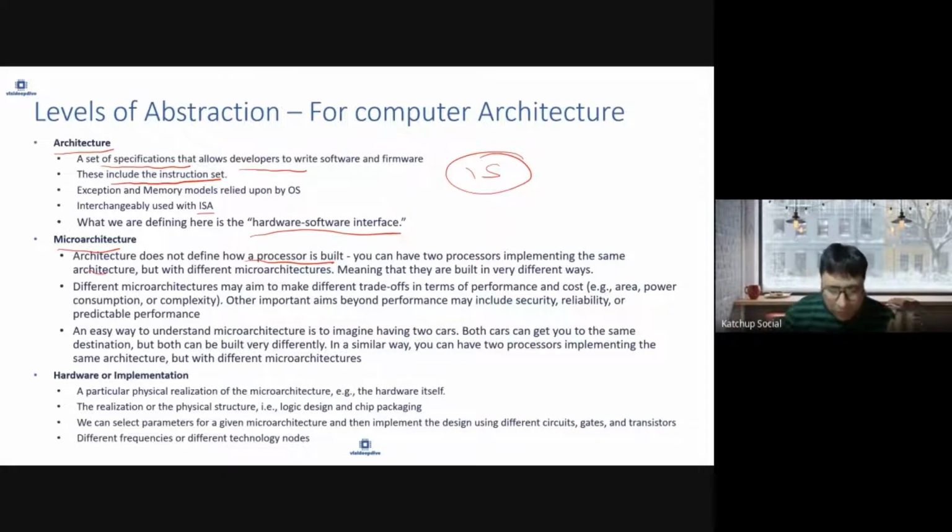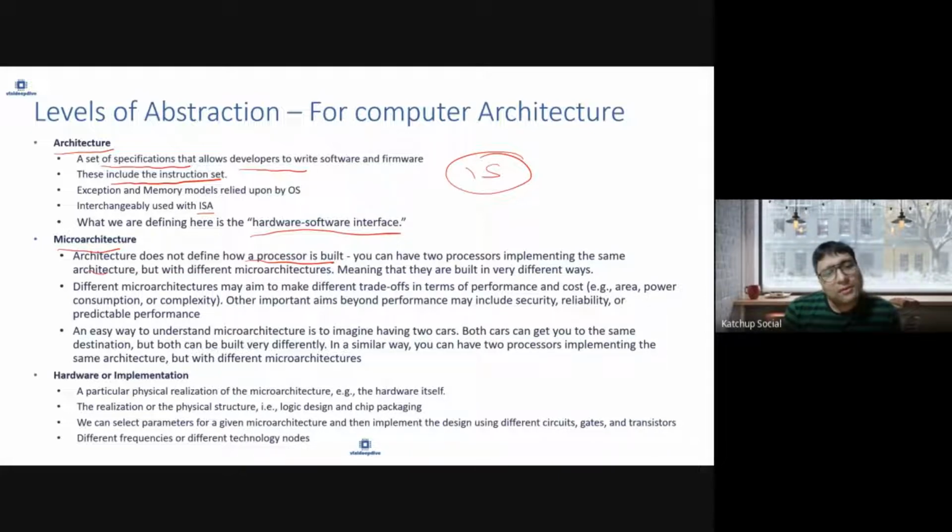One way to look at this: imagine that architecture is like having two cars. Both cars take you from place A to place B. Both work the same way: you have a clutch and a gear if it's a stick shift, and you have a steering wheel to turn left or right. But both can be implemented completely differently, and you can understand that once you go to lower-level details, or a lower level of abstraction. That is an analogy for computer architecture.